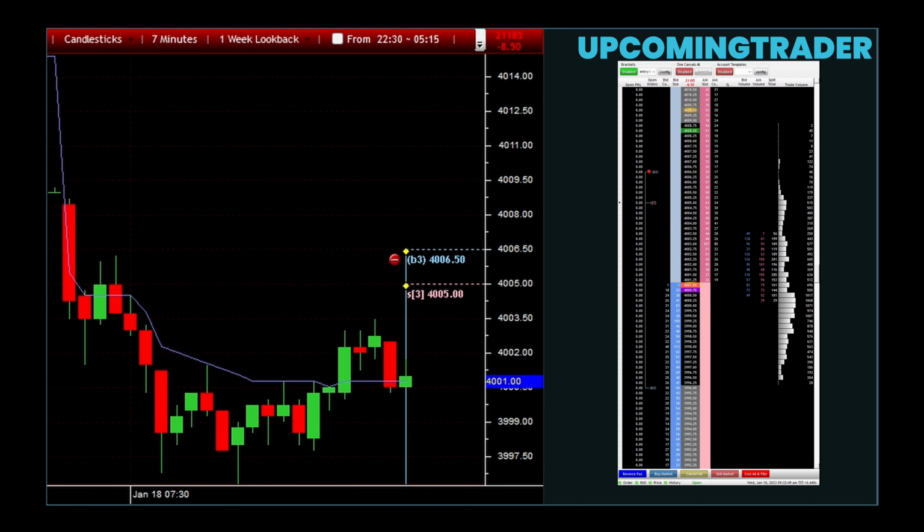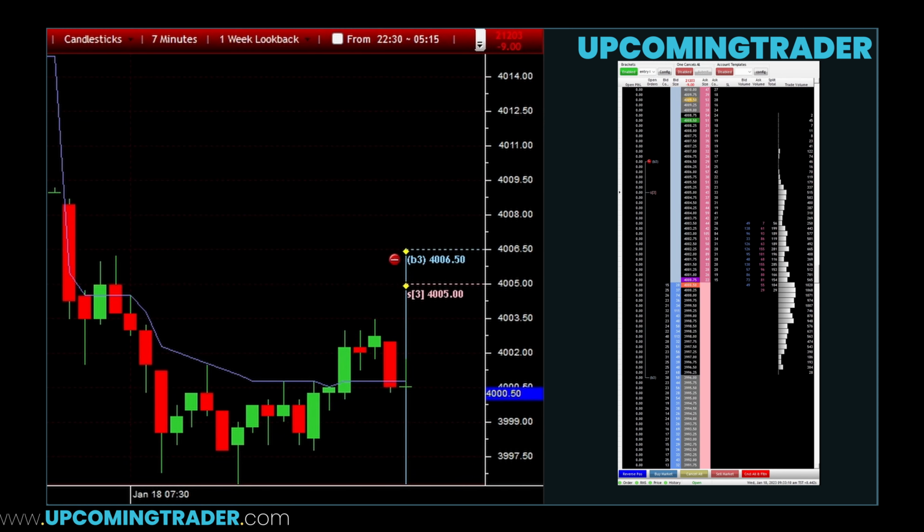Flags are short-term continuation patterns that usually indicate a brief pause before the trend continues in the same direction. If you see a flag forming on a price chart and notice consistent buy or sell orders supporting the direction of the trend in the order book, it can be a good opportunity to enter the market with the trend.